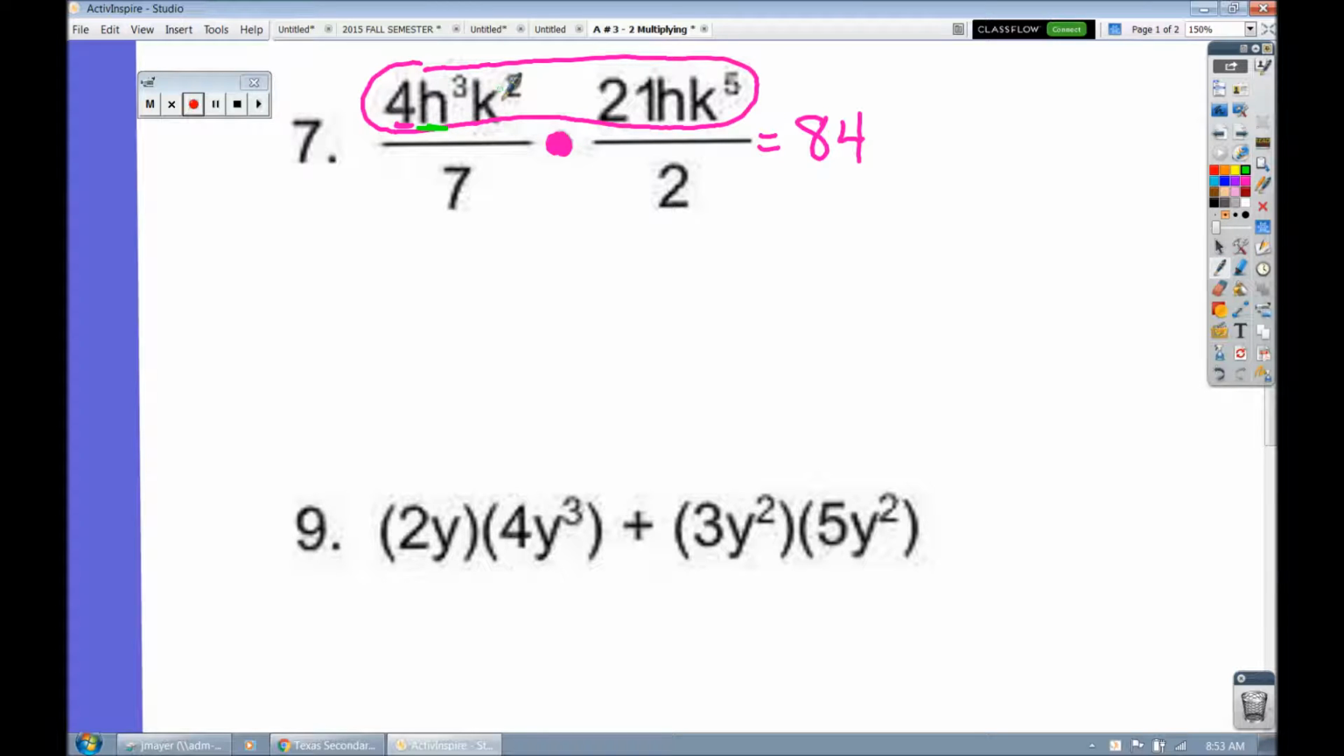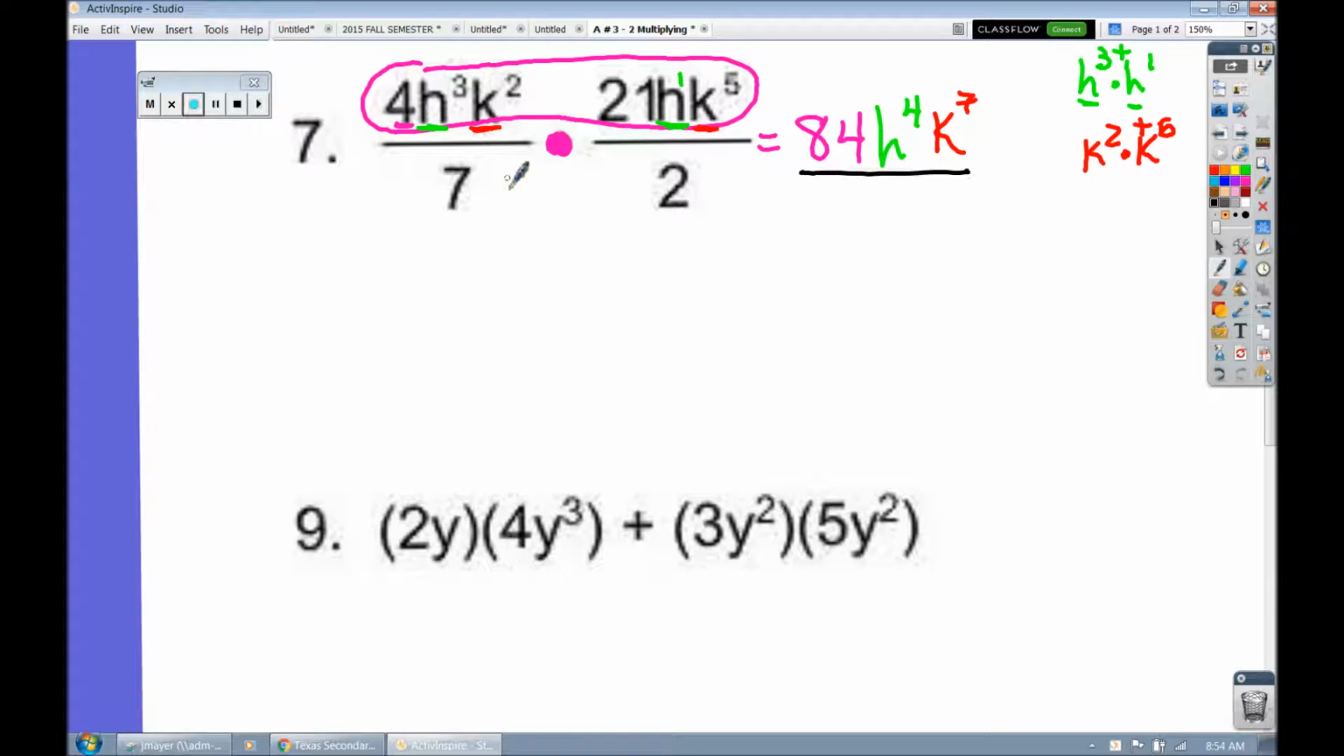h to the third times h to the first. You add the exponents because we have the same base. That would be h to the fourth. Now we're going to jump over to k squared, or k to the second, times k, right here, k to the fifth. Add the exponents. That would be k to the seventh. We are done with the top part.